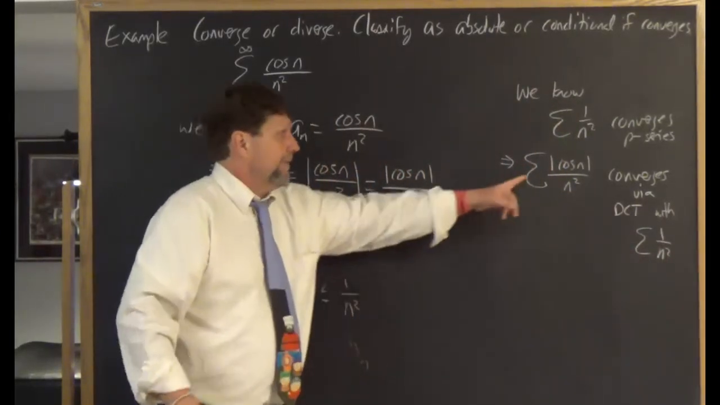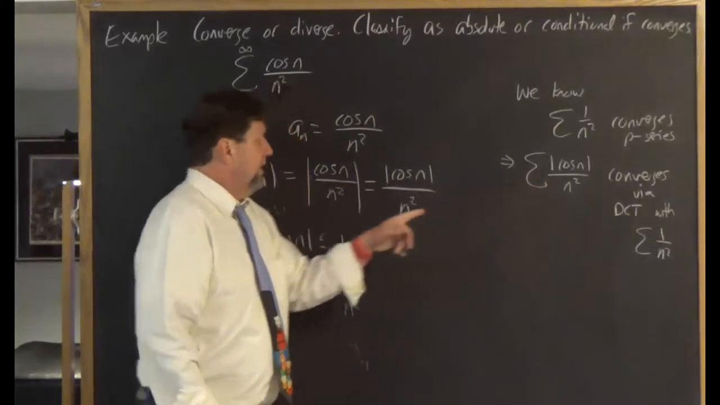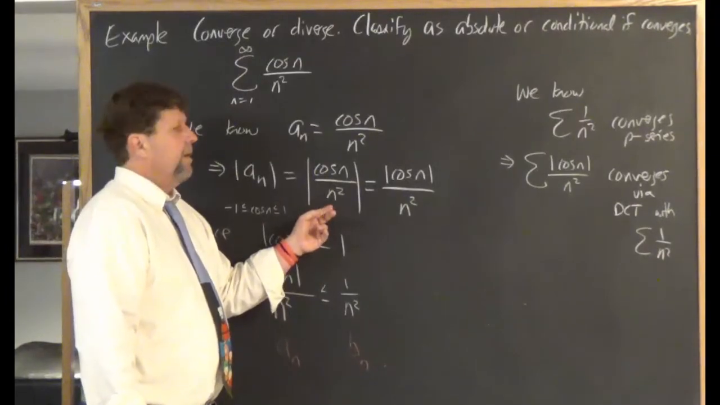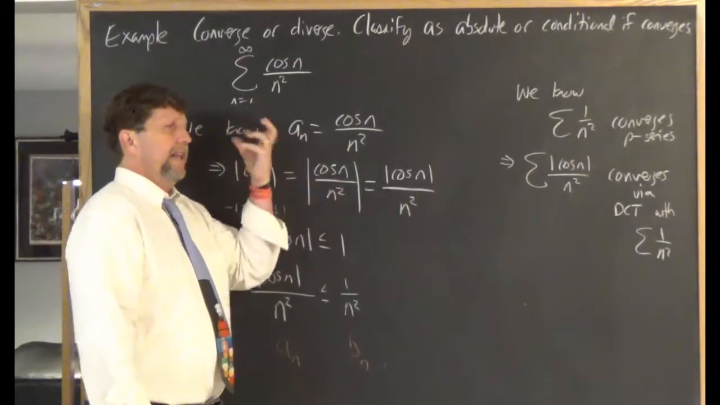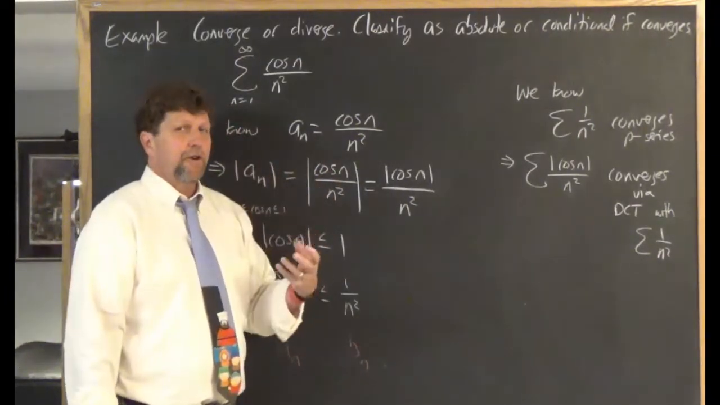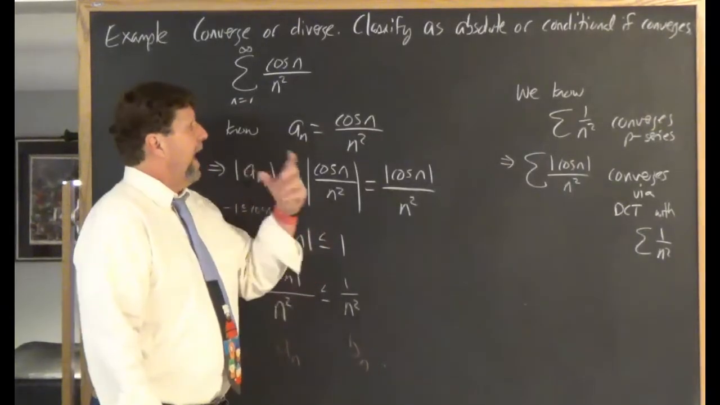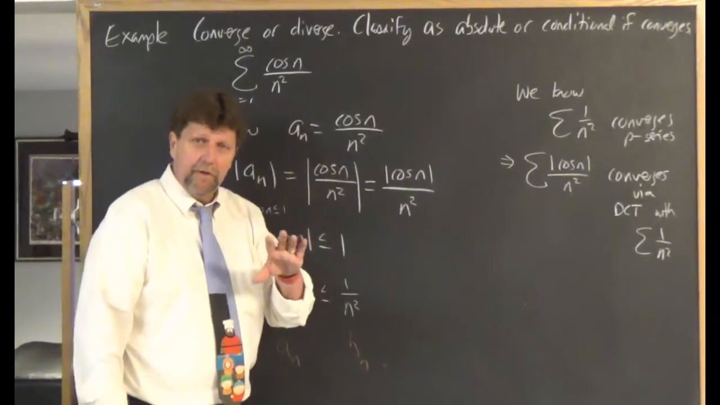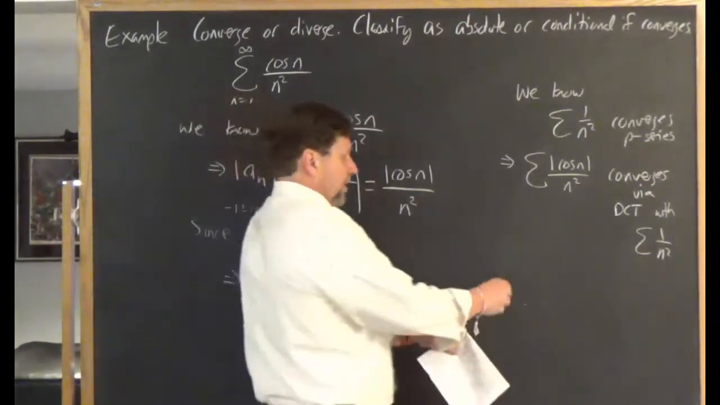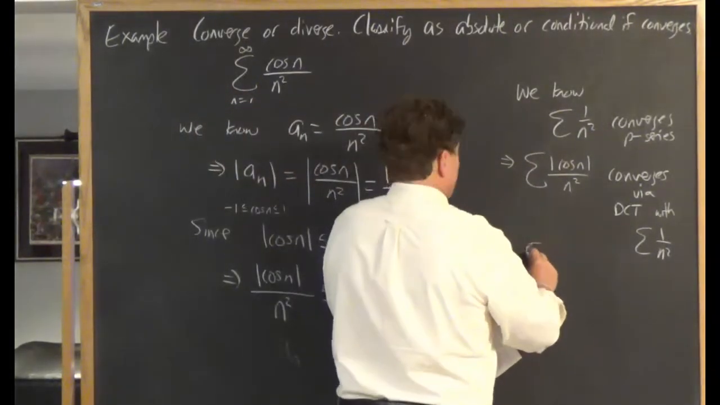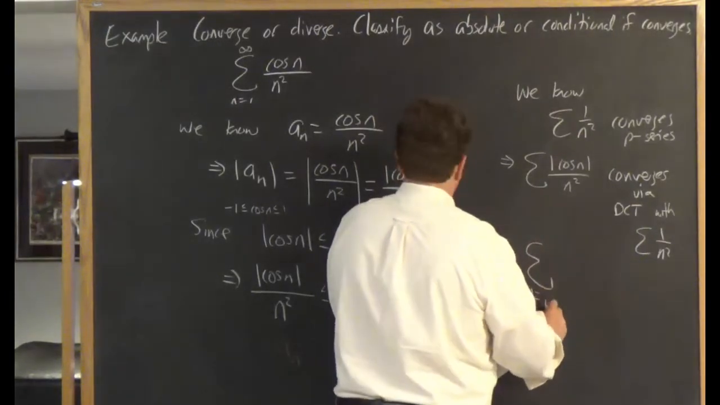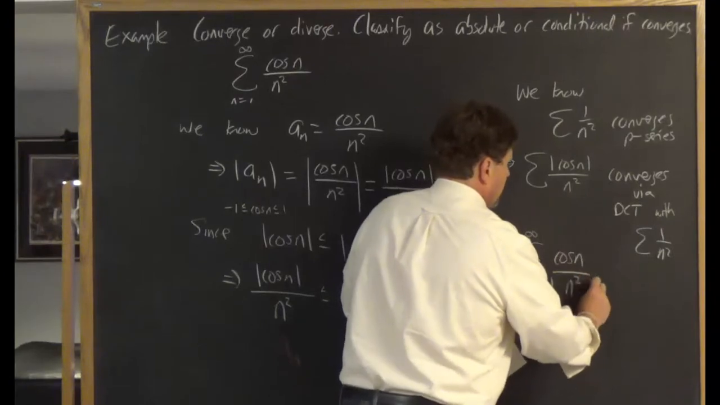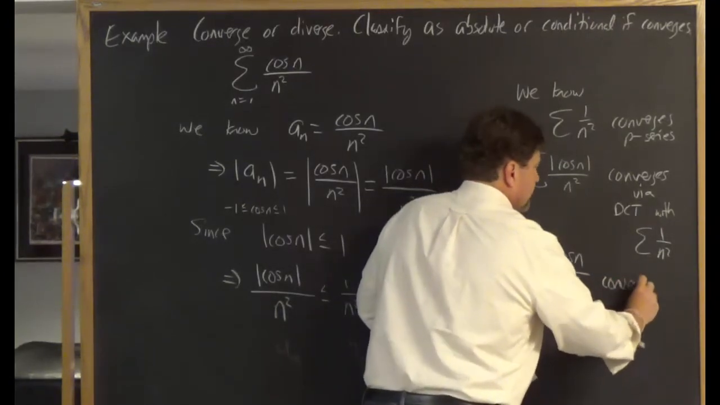Well, this was nothing more than the absolute value of A sub n. Because the series of taking the absolute value of each term converges, that means our original series converges. That's the absolute convergence theorem. So our original series converges.